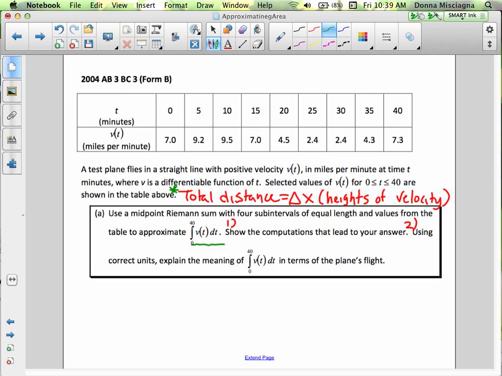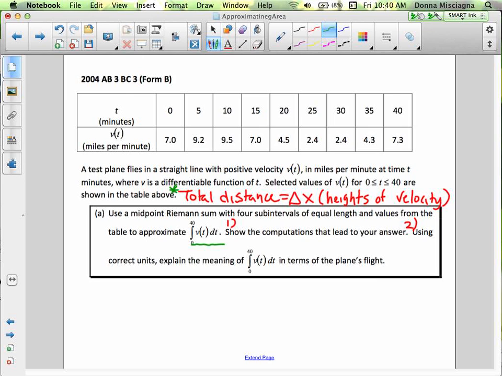And it's telling us that v of t is the derivative. And when we sum up all of the values for the derivative, we are finding the total distance in this case, because the derivative is velocity. All right, so now let's do our midpoint Riemann sum.